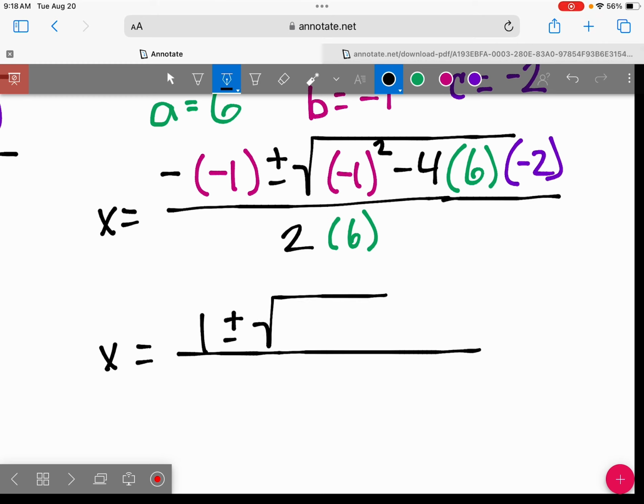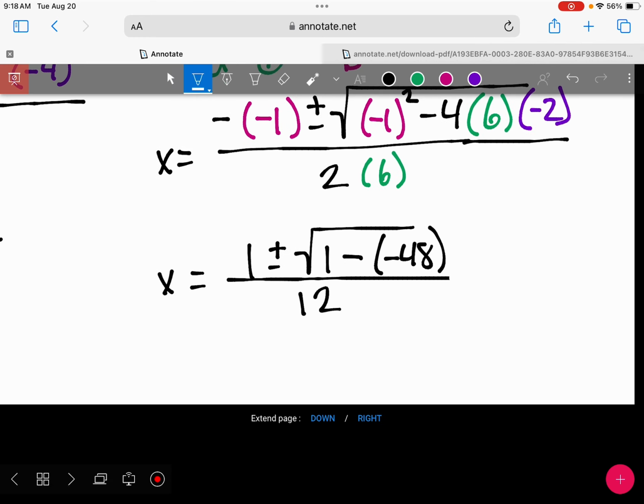-1 squared, 1, minus 4 times 6 times negative 2. Negative 48. And we're over 2 times 6, which is 12. I'm going to give us that one. So, ooh, chonky pen. There we go. X equals 1 plus or minus, what's our radical? 49.